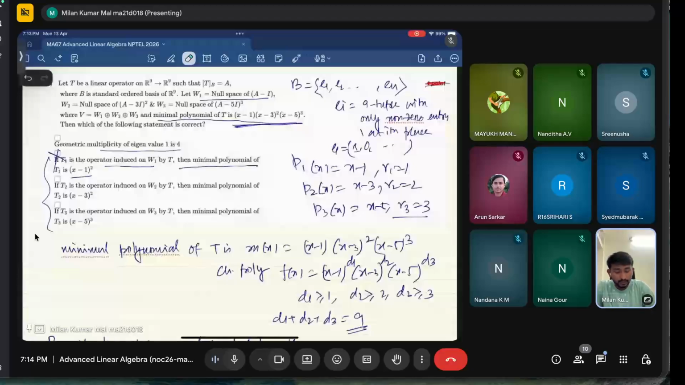And what is the third option? It says that if T3 is the operator induced on W3 by T, then the minimal polynomial of T3 has to be x minus 5. That is also correct, due to the same reasoning and the third consequence of the primary decomposition theorem. So this is also correct.